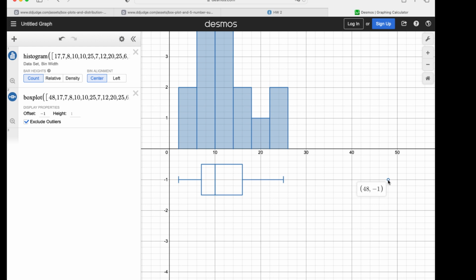So what are they saying? This is the box plot you have, right? But you have to exclude that 48. It's labeling the outlier. So this is your box plot when you throw out the 48. So that you guys can see that little circle is an outlier.